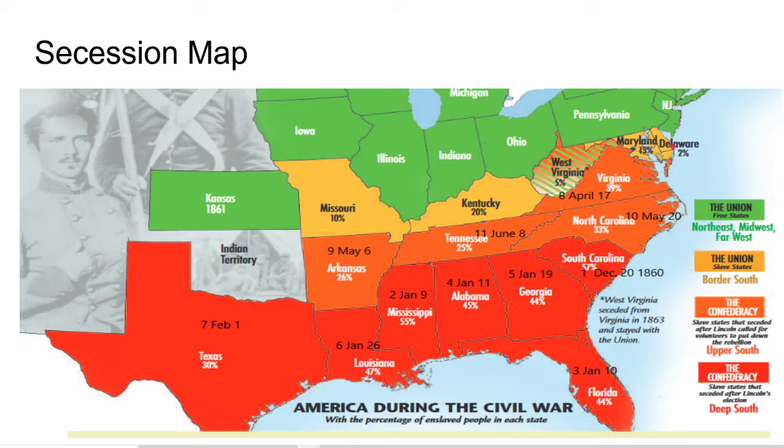So the border states are Delaware, Maryland, Kentucky, and Missouri. West Virginia breaks off from Virginia, and then the Confederate states are everybody down here. Okay? So it's important. It's easier, I think, to remember the 4 border states, and then the 11 Confederate states. And if you're ever tested on it, if you just remember those states, then you don't have to memorize all of the northern states, all the Union states, because there's a lot more of them.